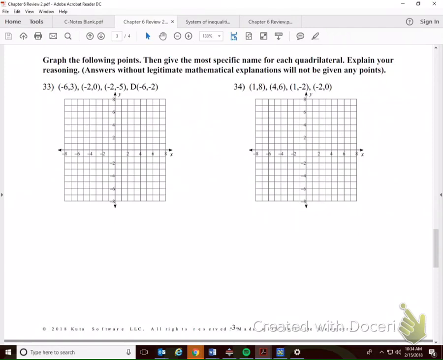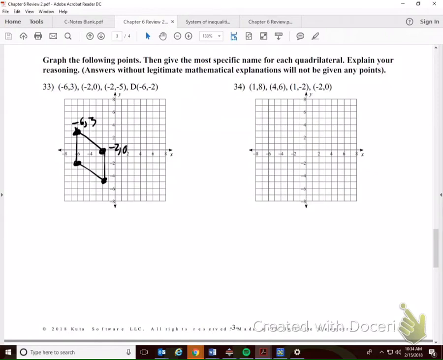Okay. So now we have our last couple. Now this is graph the following points and give them a specific name for each quadrilateral. So you guys know how to graph, okay? So what I want to do first is I want to figure out whether or not it's a parallelogram. Now it looks like a parallelogram. It's probably a parallelogram, but I want to know on each and every one of your papers whether or not you thought it was a parallelogram. How do I do that? Well, what's the definition of a parallelogram?